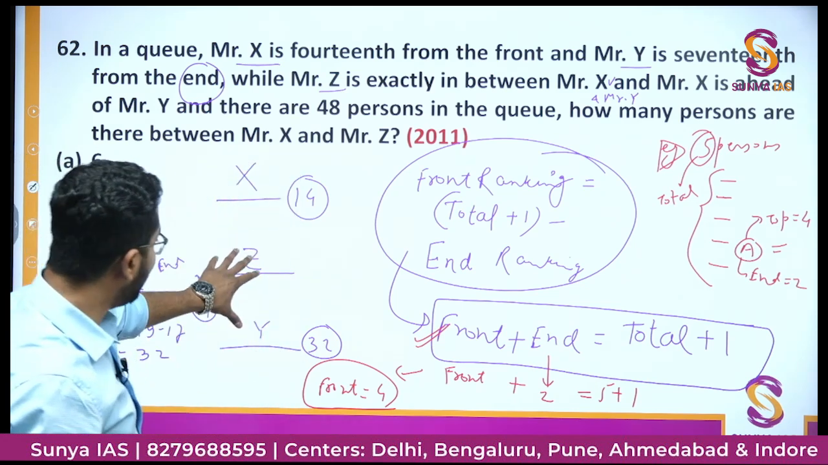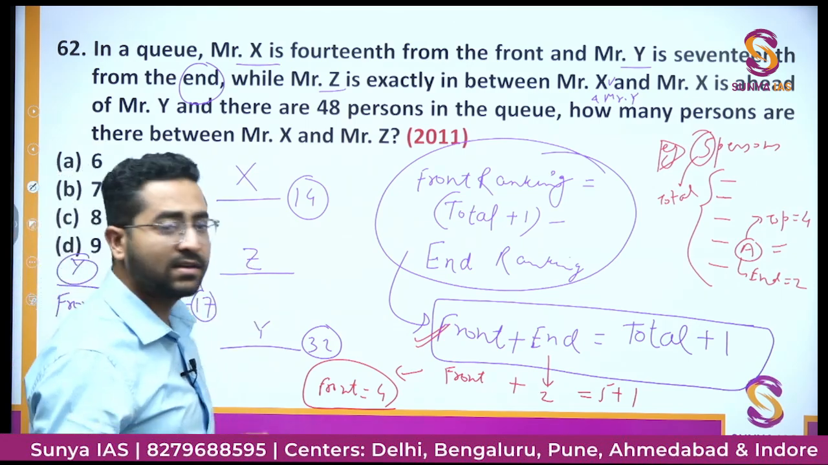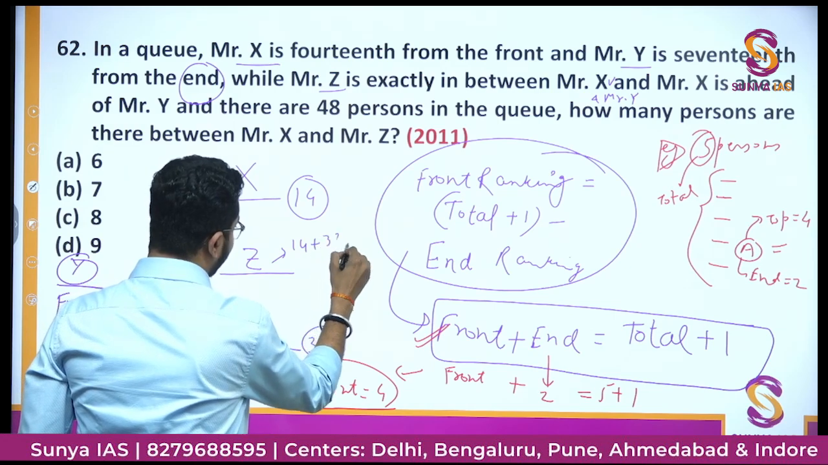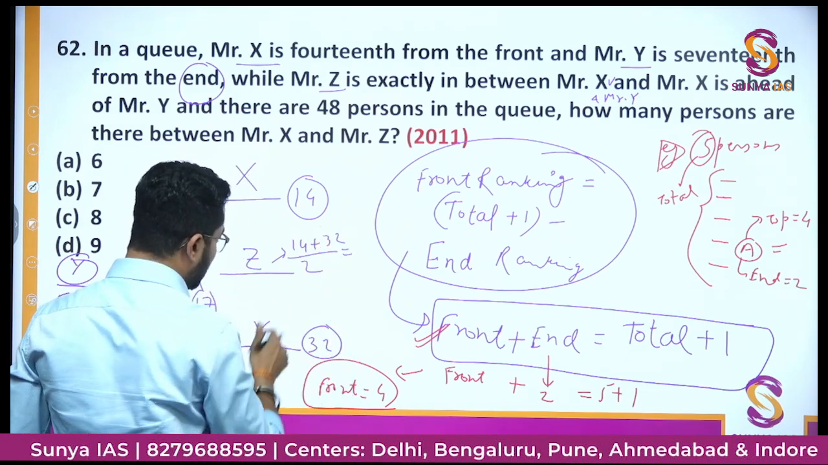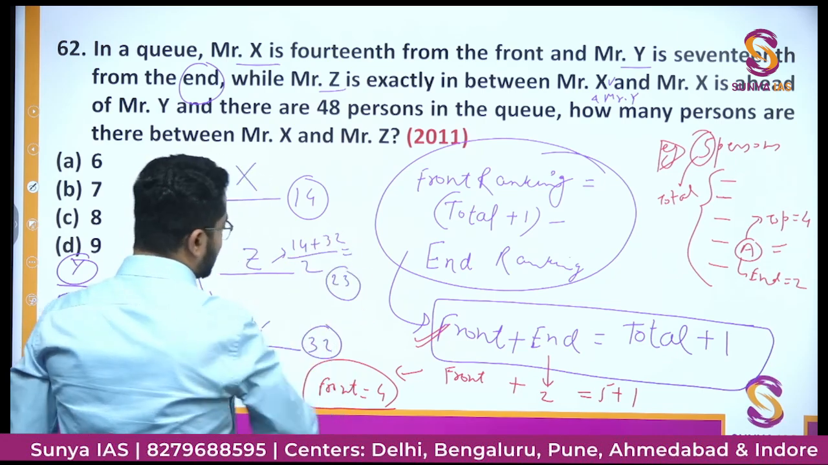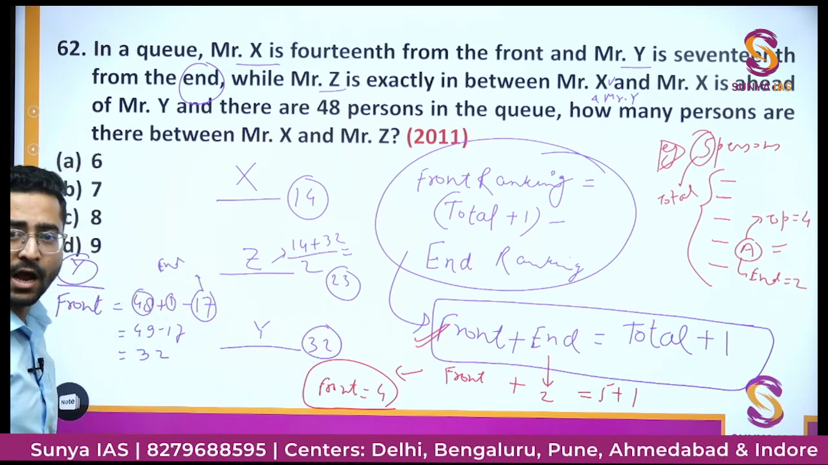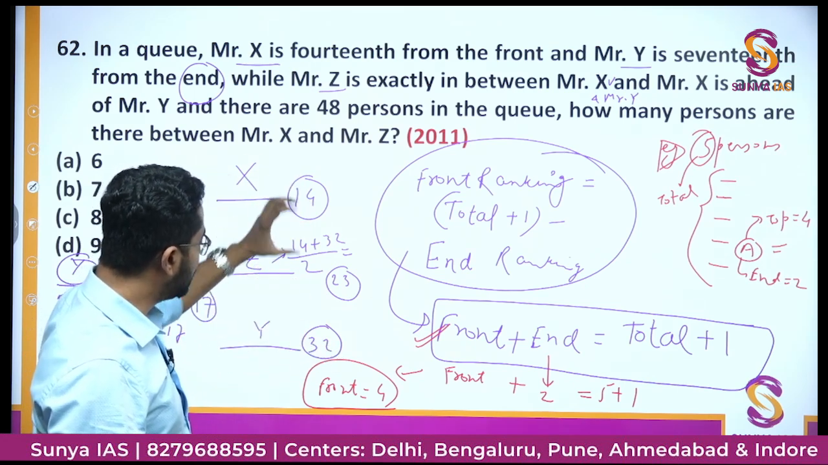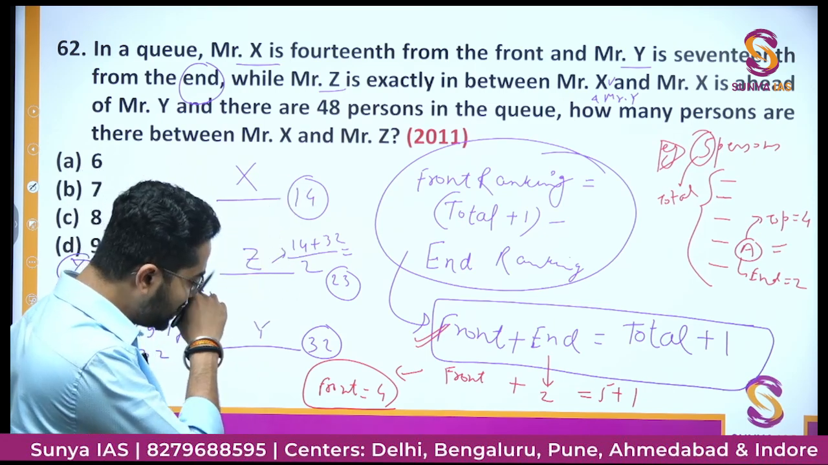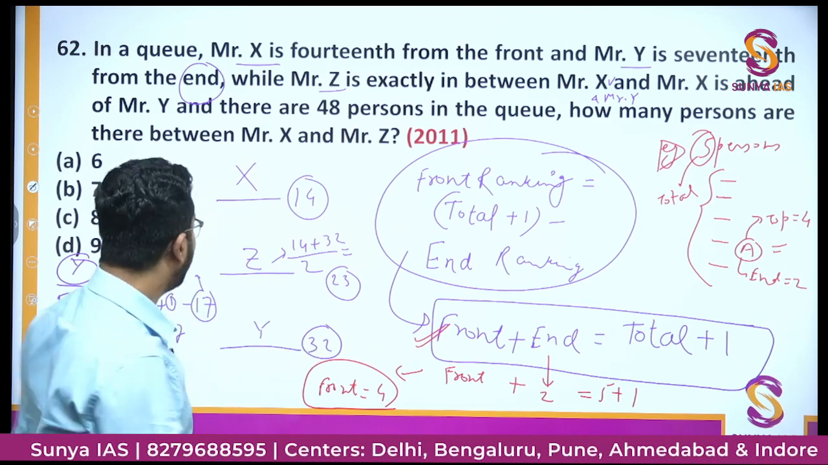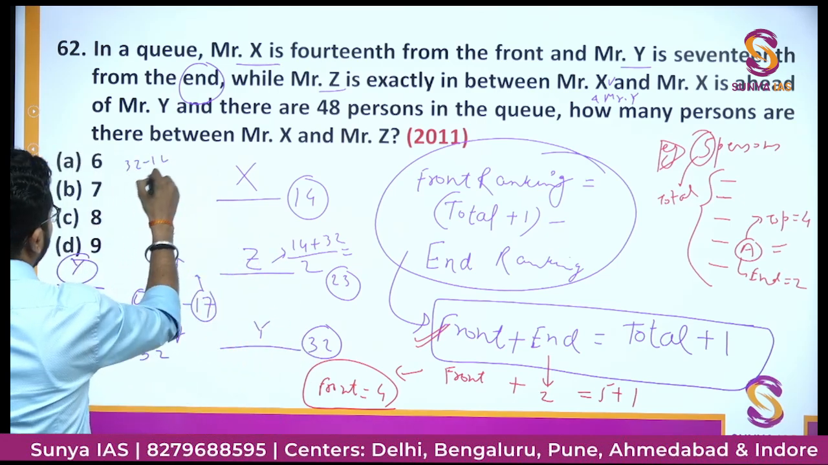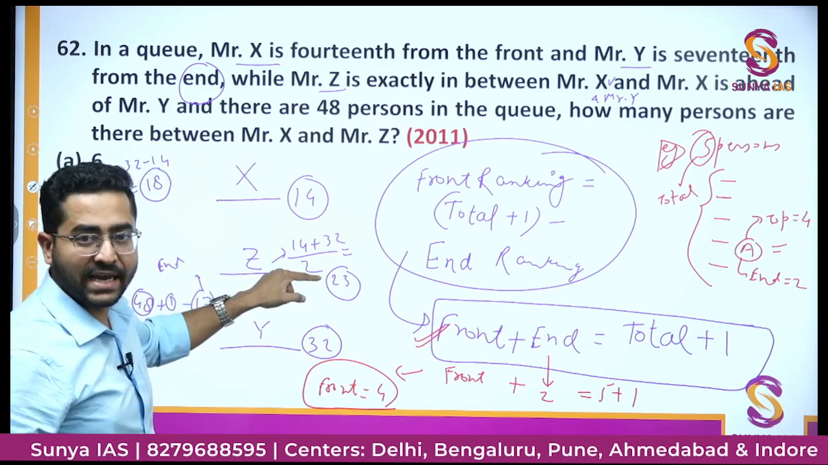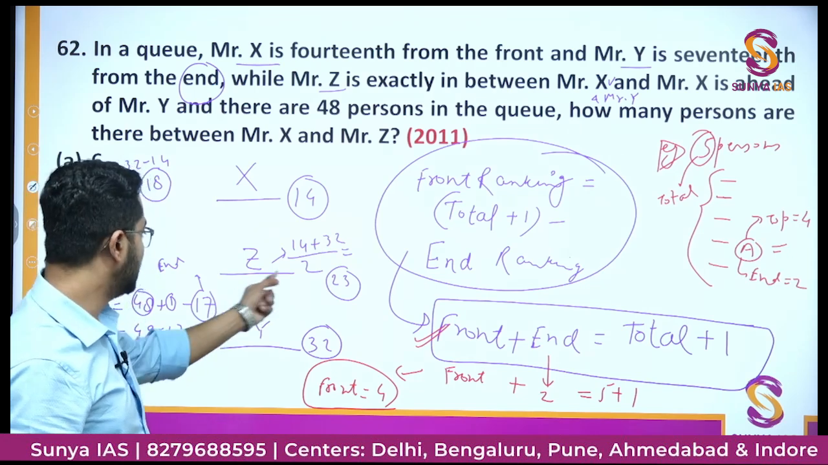Now it is given that Z is between X and Y. X is at 14th place, Y is at 32nd place, then Z will be at the mid, 14 plus 32 by 2, 46 by 2, that is 23rd. Z is at the 23rd place. How did we get 23rd? X is at 14th, Y is at 32, so mid would be the sum of 14 and 32 divided by 2. Or we can do it like this: between 32 and 14, there will be 18 students. So Z would be the 9th student, half of that. So 14 plus 9, that is Z will be the 23rd student.